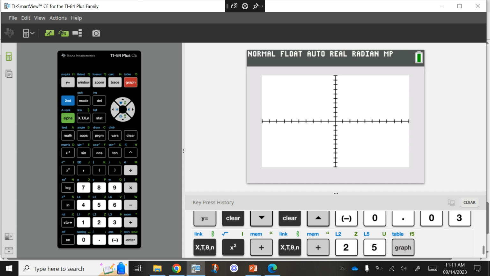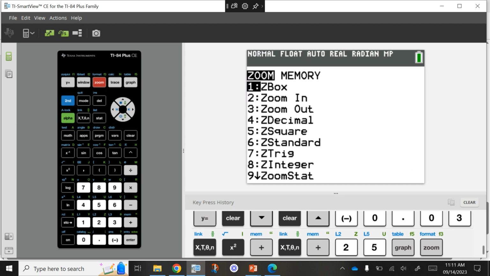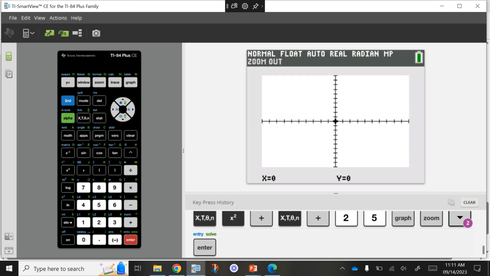Okay. With real world stuff, it's not always going to be nice in a 10 by 10. We need to zoom out. So this is a feature I need to show you. Push zoom. Do you see the zoom out option? So go to zoom out. Push enter. And push enter one more time.